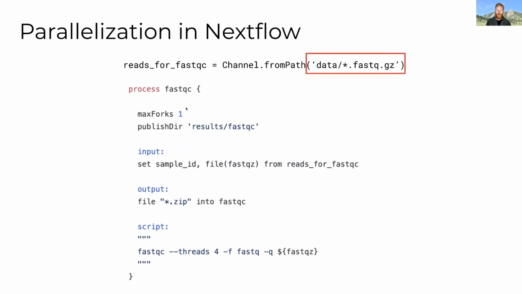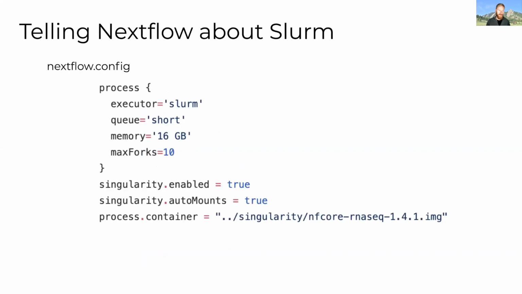And as I said, the processes and the logic for analysis are separate from the parameters that tell it what the execution environment is. So next we're going to take a look at how we tell Nextflow about the execution environment. In this case, we'd like to tell Nextflow about Slurm. So we write just these few lines in this file called nextflow.config, and inside this process parameter with curly braces, we tell it that the executor will be Slurm, and that we're going to submit jobs to the short queue, and each job will request 16 gigabytes of memory, and here we're changing the max forks to 10.